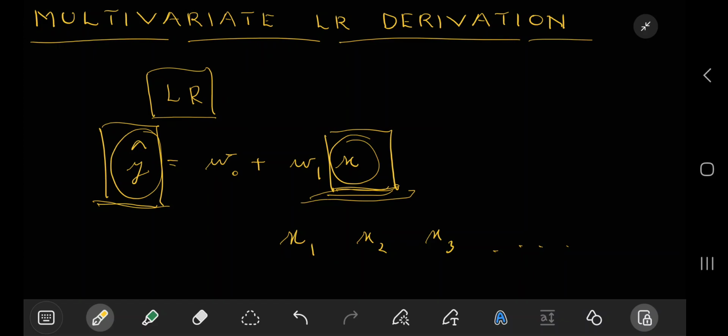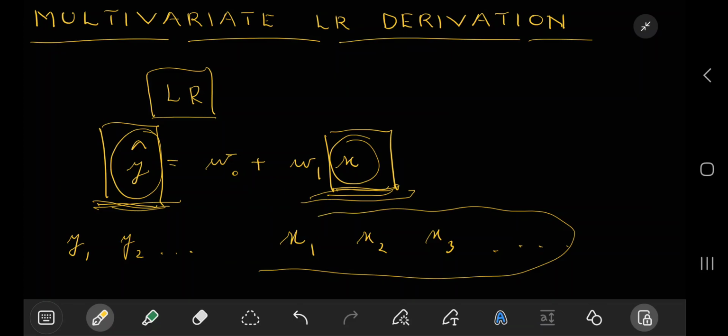Similarly, in case of a single y, this time you will have to find multiple y's. There will be y1, y2, y3, and so on. So there will be multiple y's and multiple x's. In practical scenarios, you may encounter situations where there is only one y but multiple x's. Once you understand the derivation we are going to do now, you can simply substitute 1 for the m that we'll take for y, and you can solve it for a single y as well.